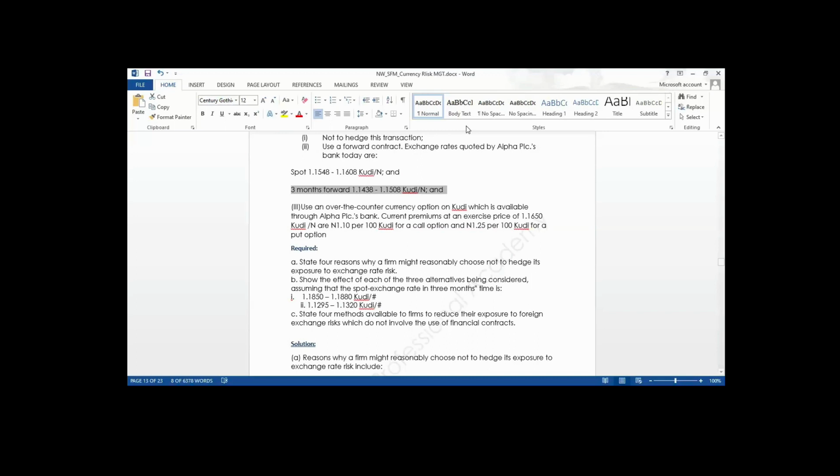All right, that's a good question. We are done with the B part. Look at the C part and tell me the answer. State 4 methods available to firms to reduce their exposure to foreign exchange risk, which do not involve the use of financial contracts. Please, can somebody tell us the 4?